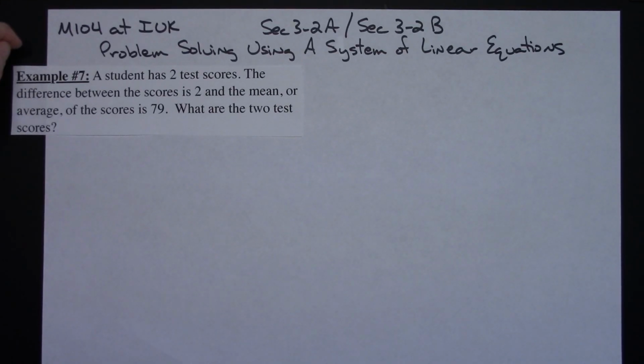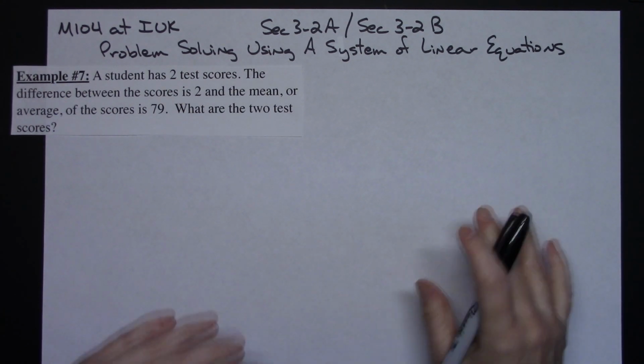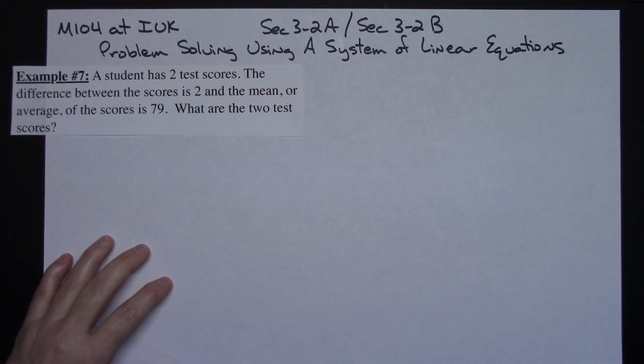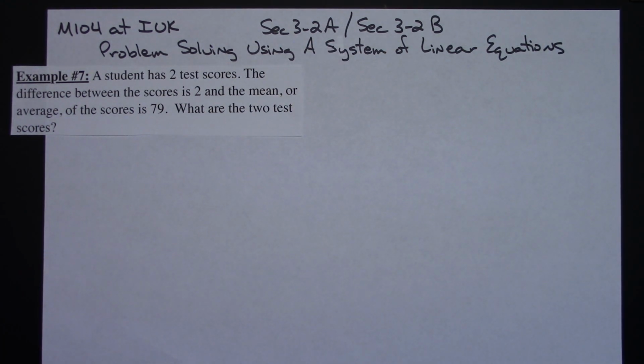In this video, I'm going to be making it specifically for M104 at IUK. I am dealing with story problems that are out of section 3-2A and 3-2B, where we normally split this section up. It is going to be problem solving involving a system of linear equations. So we're going to define our variables, write a system of equations, and then solve.